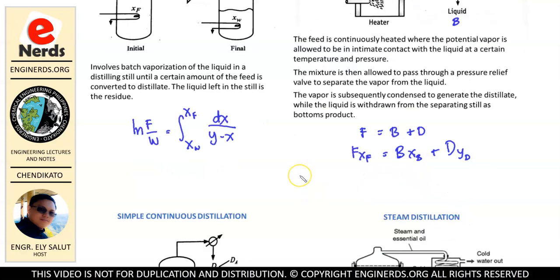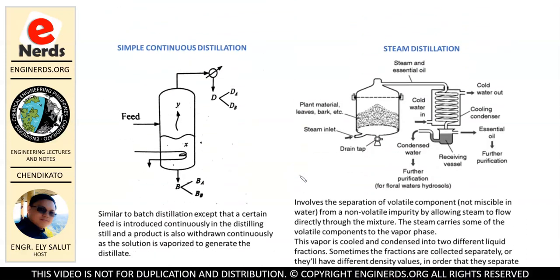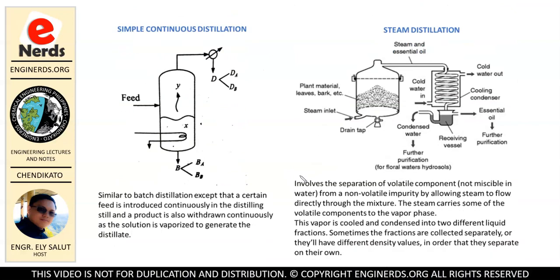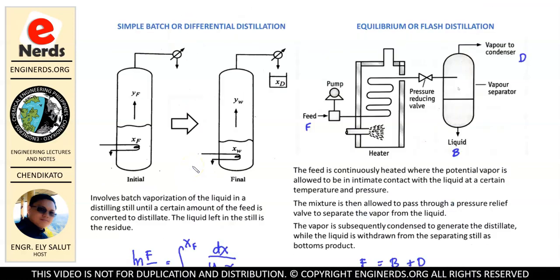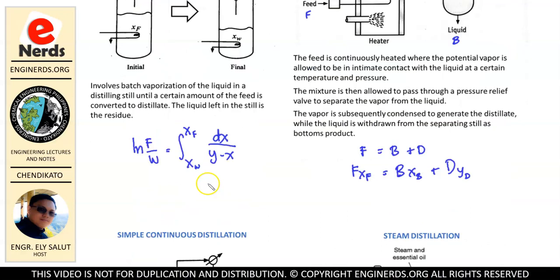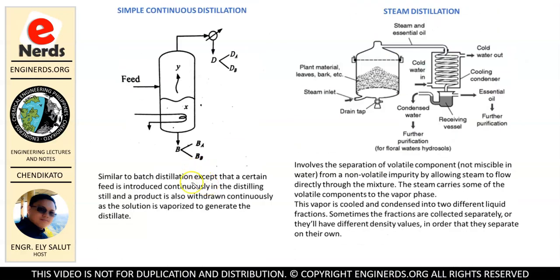Alright, so another type of distillation process is yung simple continuous distillation process, no? So basically, this is the same as the batch distillation, no? Itong nandito kanina, no? So what is the difference? Ang pinagkaiba lang is that a certain feed is introduced continuously in the distilling still, and the product is also withdrawn continuously as the solution is vaporized to generate the distillate.